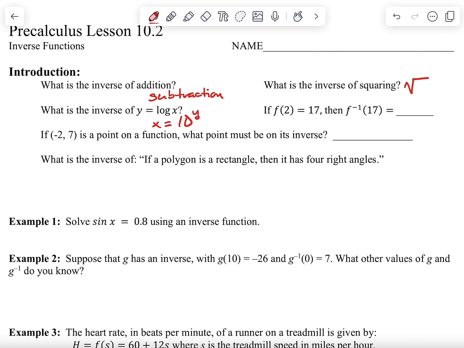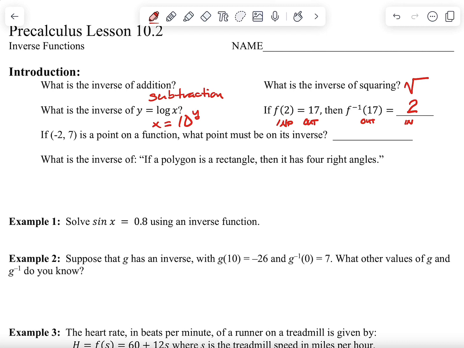Another example of inverses, if the function f at 2 is 17, then the inverse function of 17 would be 2. One way to think about this is 2 is the input in the original equation. 17 is the output. And when we think of inverses, we actually just interchange the roles of the input and the output. So when they ask you for the inverse, you have to consider that 17 is now the output, and you're looking for the input for that particular output. And so that would be another way to think of inverses, is the roles of input and output are switched around.